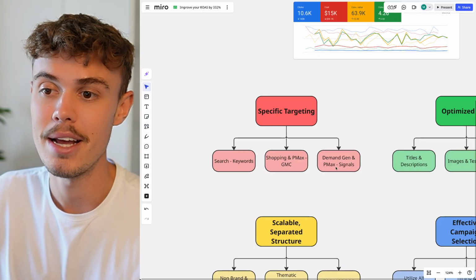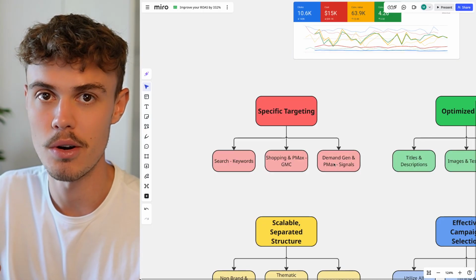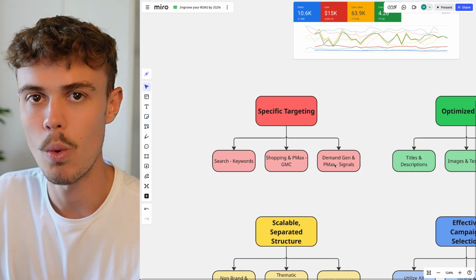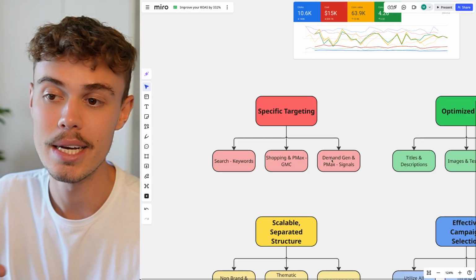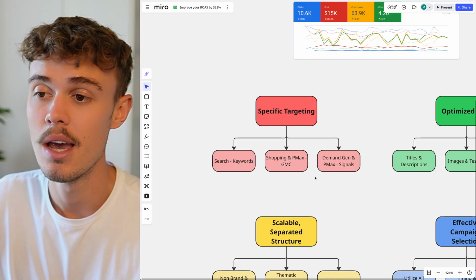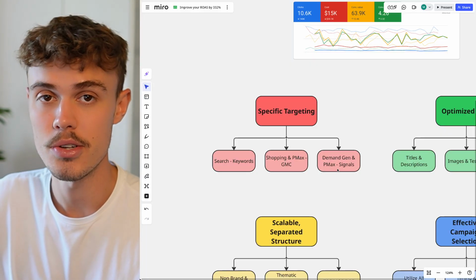Now, then we have demand gen and PMAX, right? So once again, PMAX falls under a few umbrellas here for targeting because it is a pretty wide-reaching campaign. But if we're looking at demand gen specifically, and again in PMAX, and even sometimes in shopping, you need to look at your signals, right?